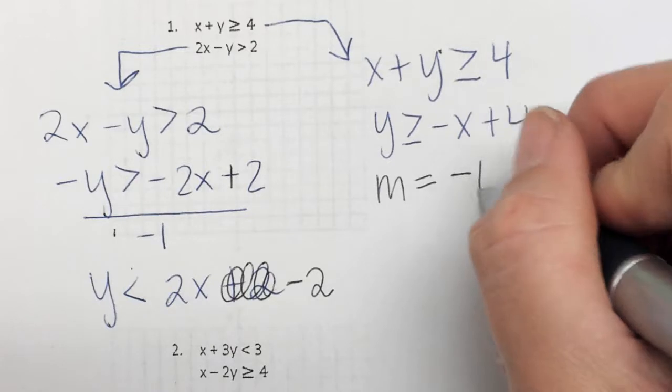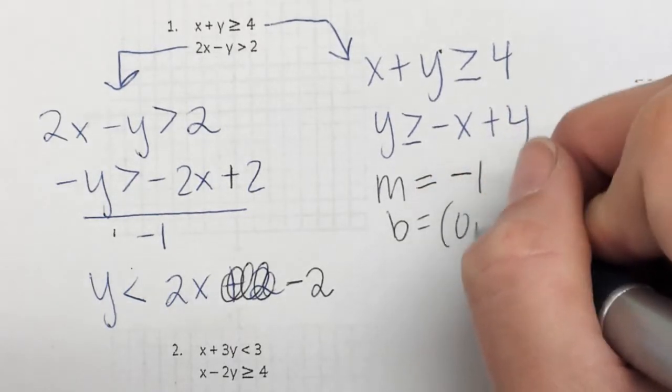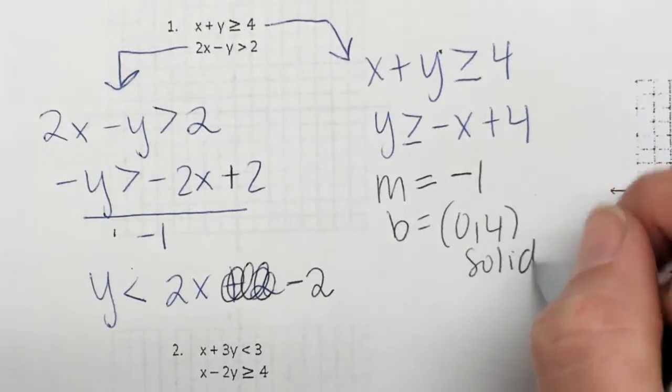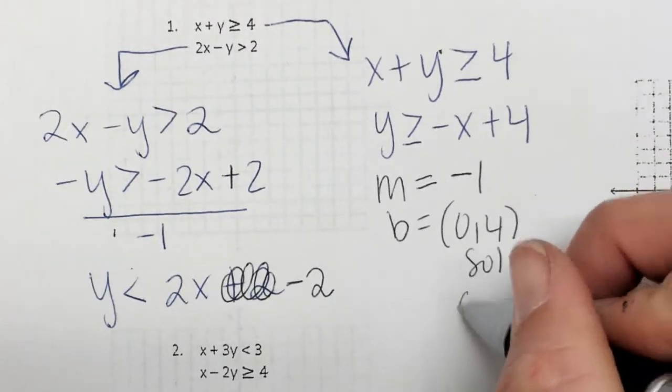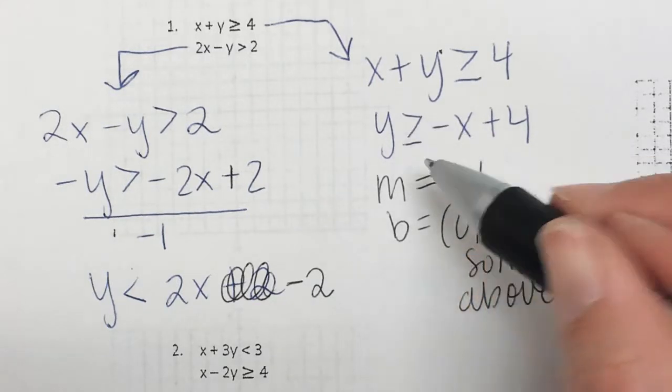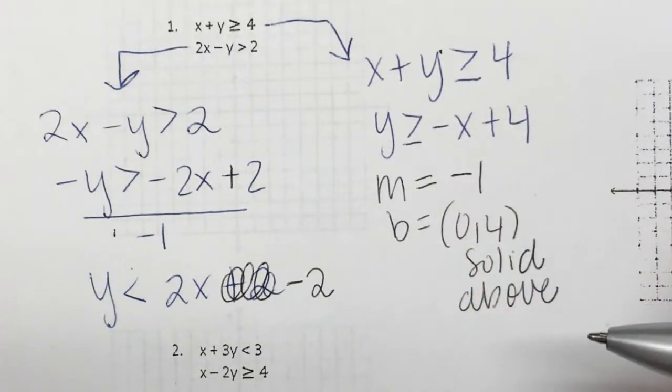Alright, so for this first one that we were doing, Caleb, what's the slope? Negative 1. And the y-intercept? 4. 0, 4. And solid or dash? Solid. And are we going to shade above or below it? Above. Alright, how'd you know above? Because it's greater than.